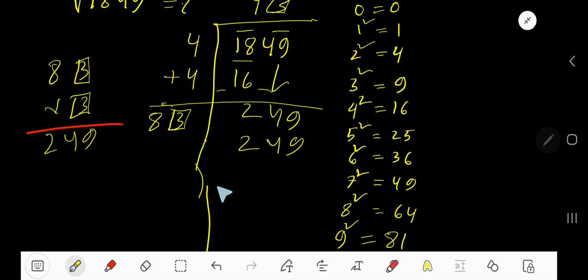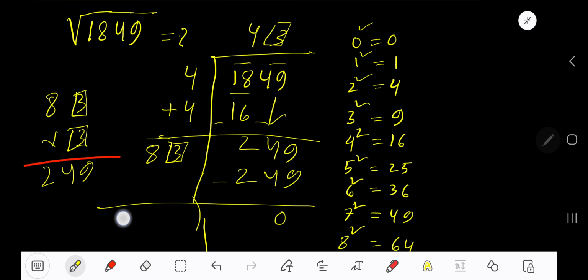Okay, subtract, you are getting 0. As the remainder is 0, we have nothing more to do, so our answer is 43.